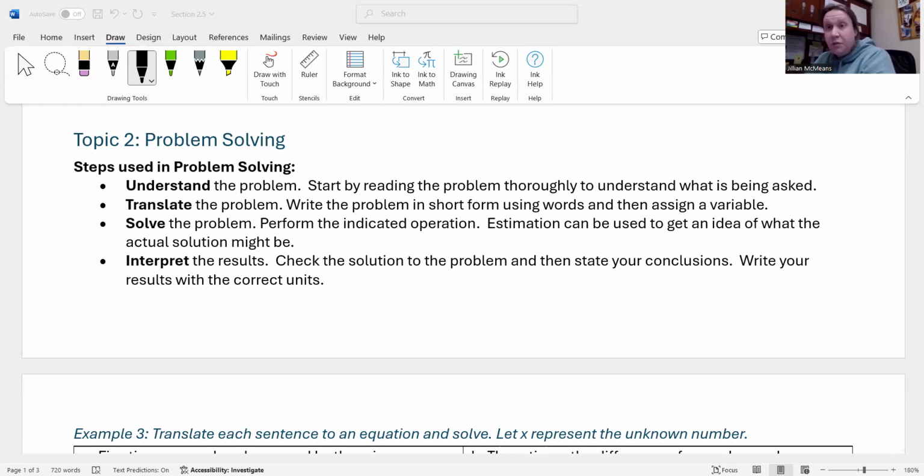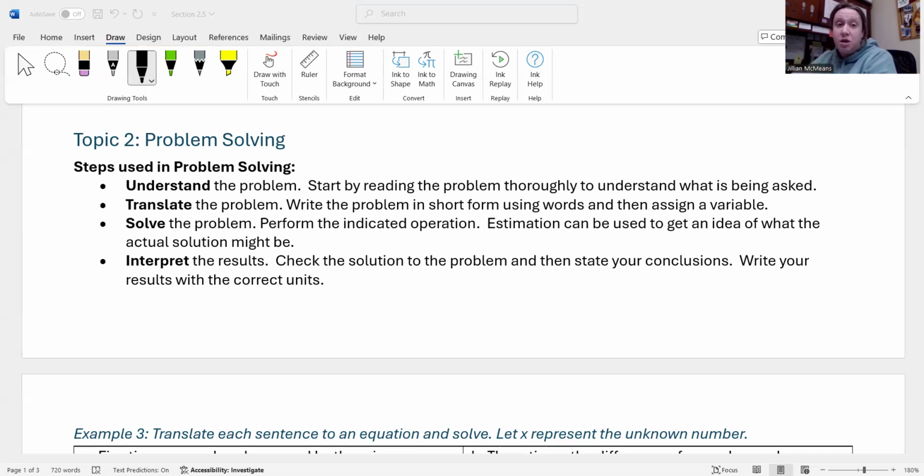And then step 3 is solve the problem. That's the easy part, honestly. Like we already know how to solve equations. So once you get the equation, it's generally not hard to solve it. It's getting the equation that can be the tough part. So it says solve the problem, perform the indicated operations. Estimation can be used to get an idea of what the actual solution might be. So sometimes if you just sort of think in general about the problem, you can get a good idea pretty quickly if your answer is like way off the mark. You can be like, that doesn't make a lick of sense right here. So using the idea of estimation and just general good number sense, you can sometimes tell if your answer is like on track with being correct or if it's completely off the wall.